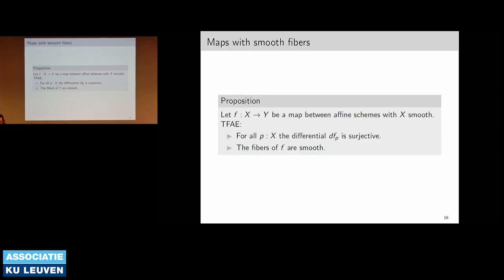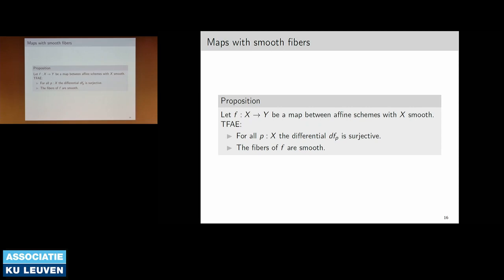So first, a proposition whose proof I will not explain at all, but I will use it to prove some other thing. So let us assume a map between affine schemes. Let us assume that the target is smooth. Then the following are equivalent. On one hand, the fibers of the map are smooth, and on the other hand, the differentials are surjective. So this corresponds to the idea of submersion in differential geometry. A map between smooth objects with a surjective differential has smooth fibers.